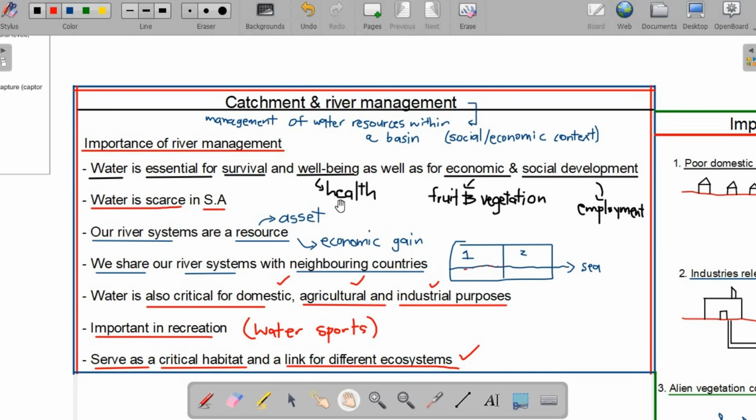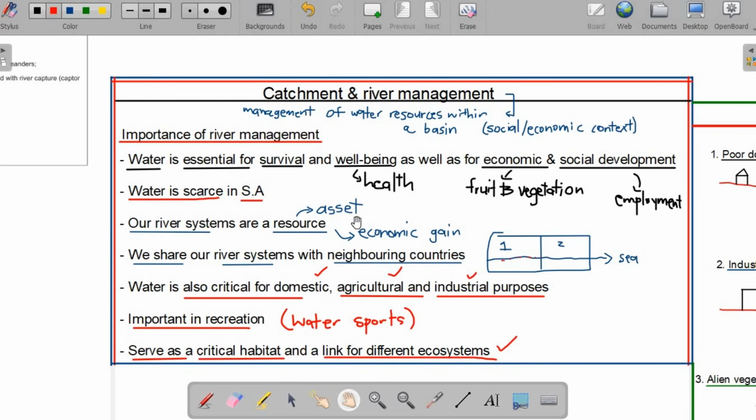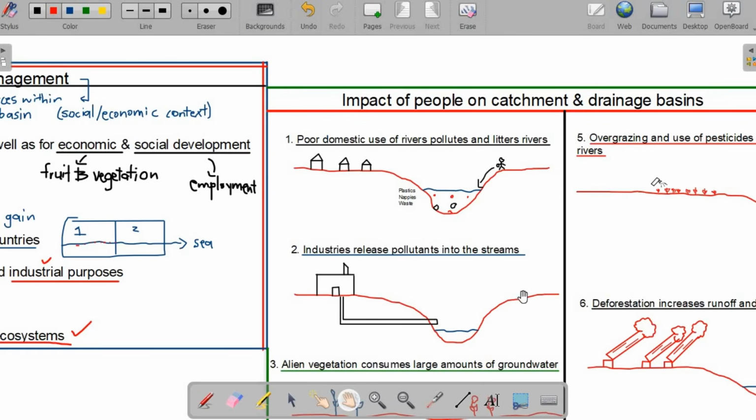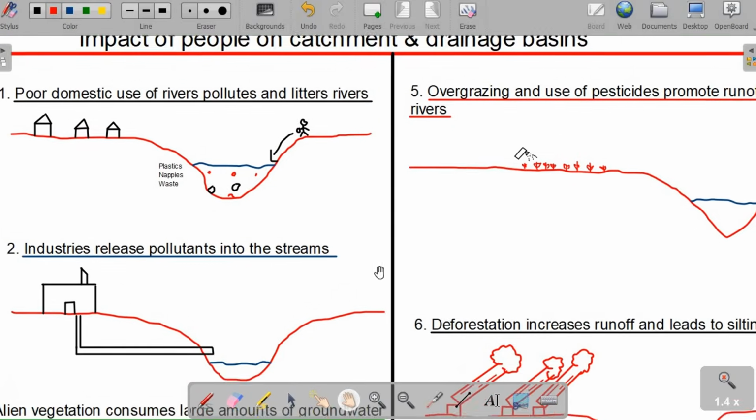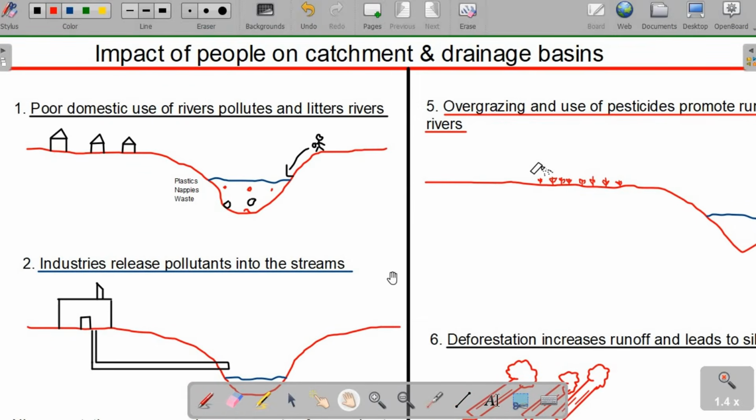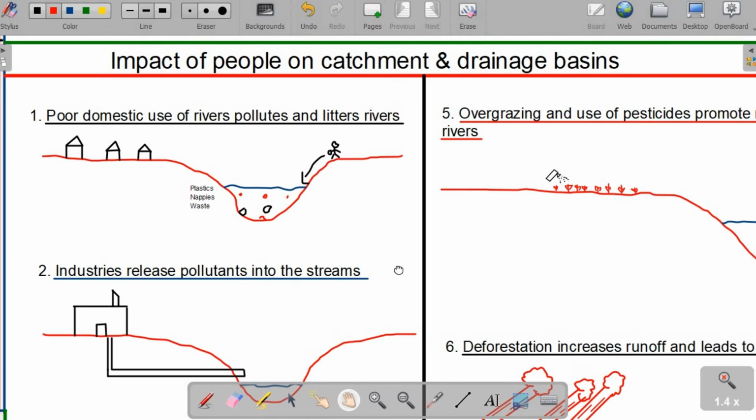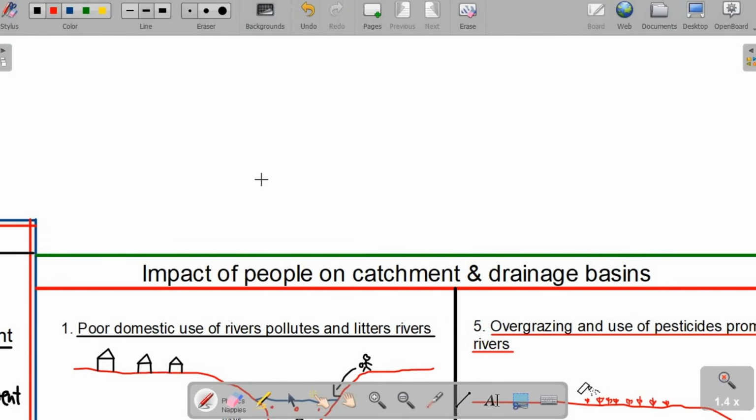That is the importance, the significance of river management there. But our actions do not imply that we do care about our river systems, that we do realize catchment areas and drainage basins are important to us, because there's so many activities that we perform that negatively affect our catchment areas and our river system. So this is what we call environmental injustice.